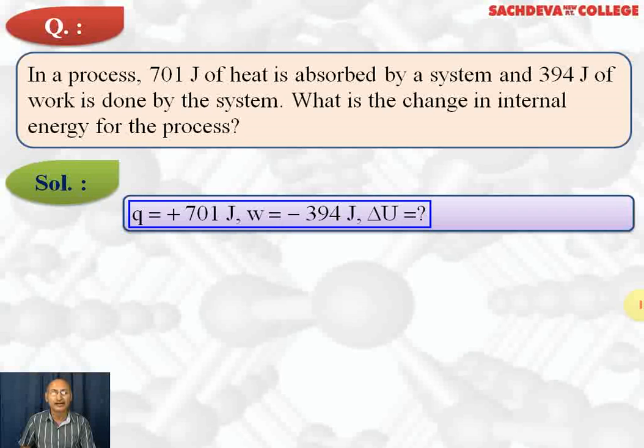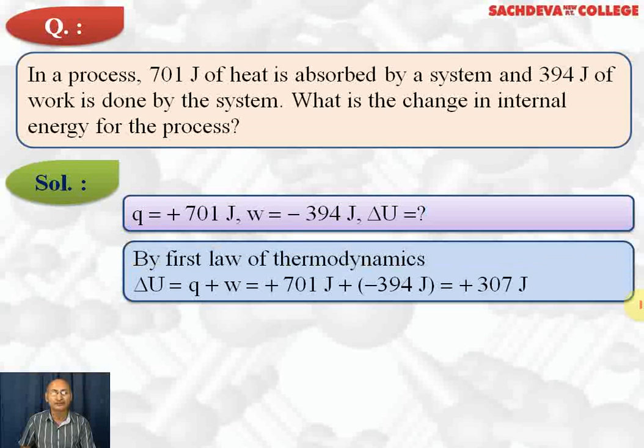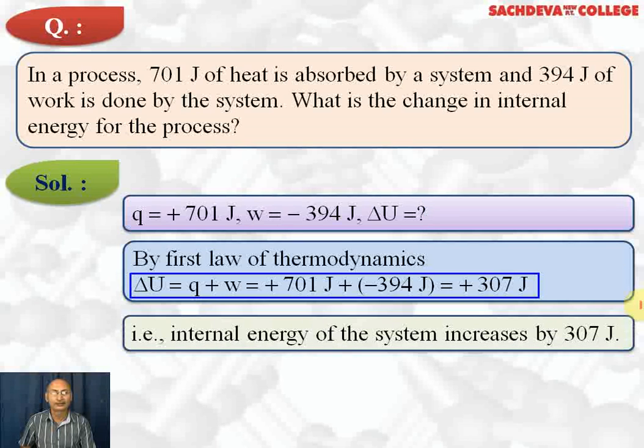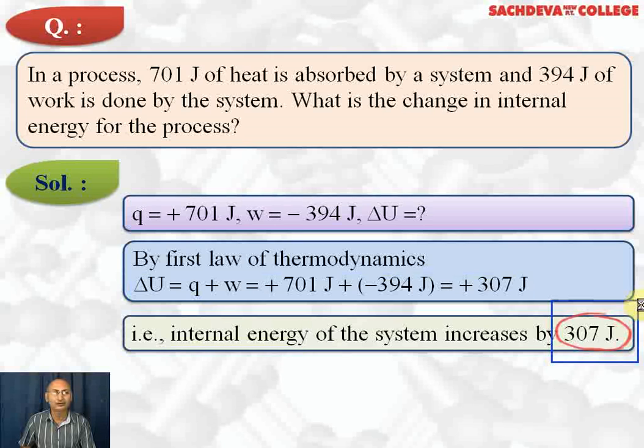Delta U we have to find out, so we have to apply the first law of thermodynamics. Delta U is equal to Q plus W. That is 701 minus 394, equal to plus 307 joules. That is, the internal energy of the system increases by 307 joules.